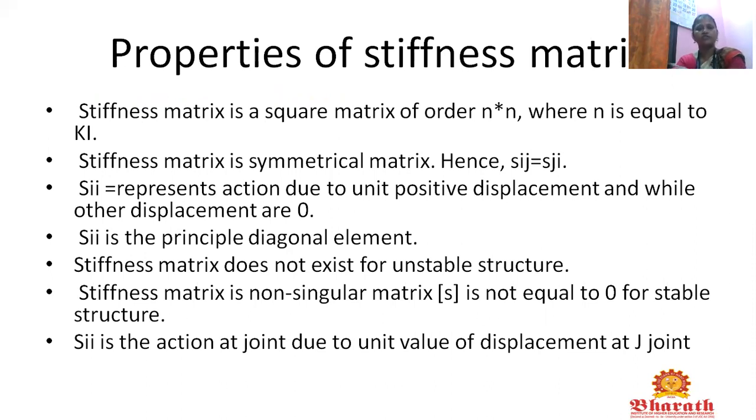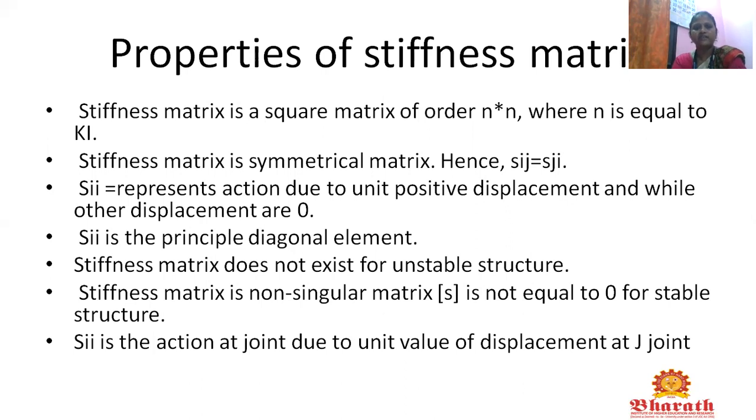So when we come to the properties of the stiffness matrix, the stiffness matrix is nothing but a square matrix of order n into n, where n is equal to the kinematic indeterminacy. Next, the stiffness matrix is a symmetrical matrix, hence Sij is equal to Sji. Sij represents the action due to the unit positive displacement while the other displacements are 0. Next, Sii is the principal diagonal element.